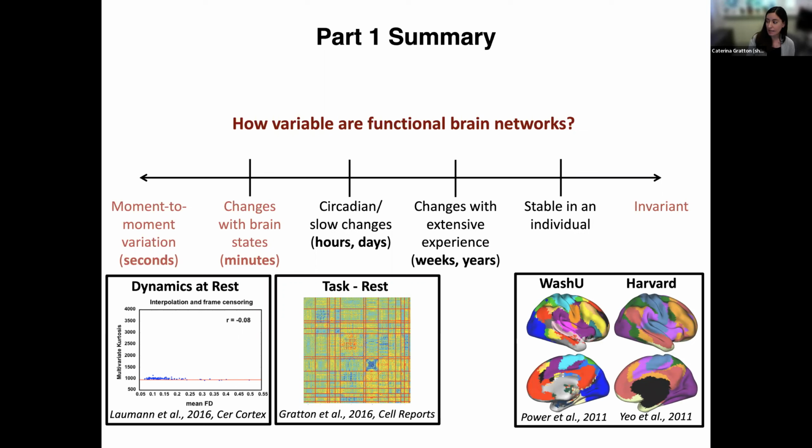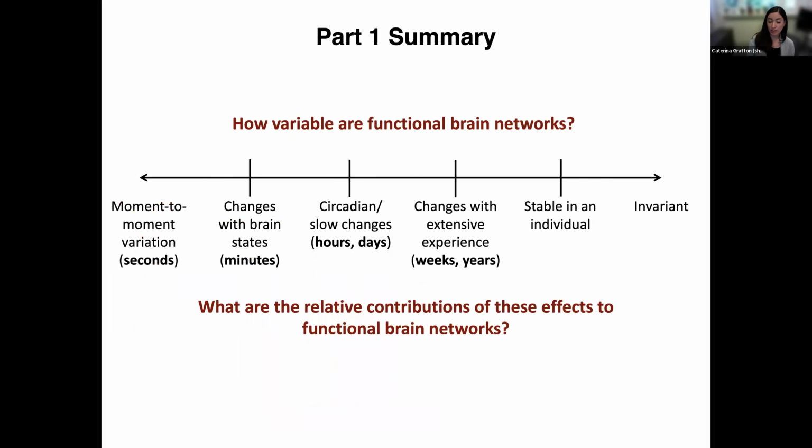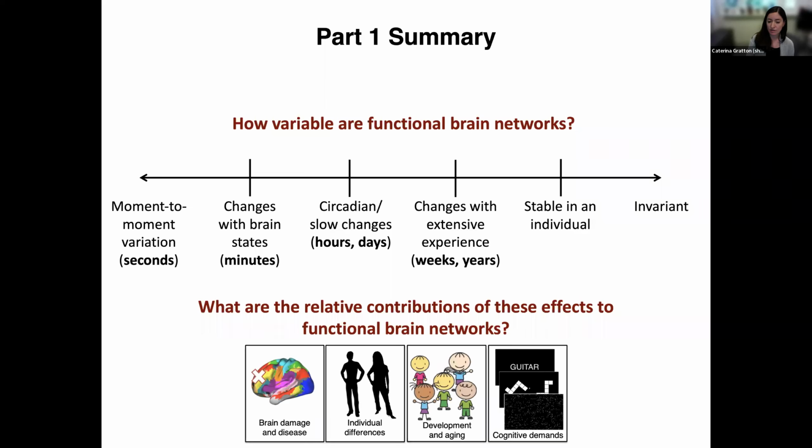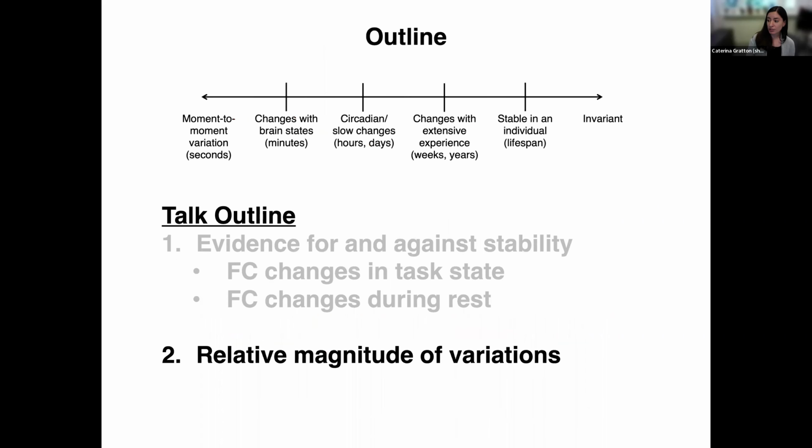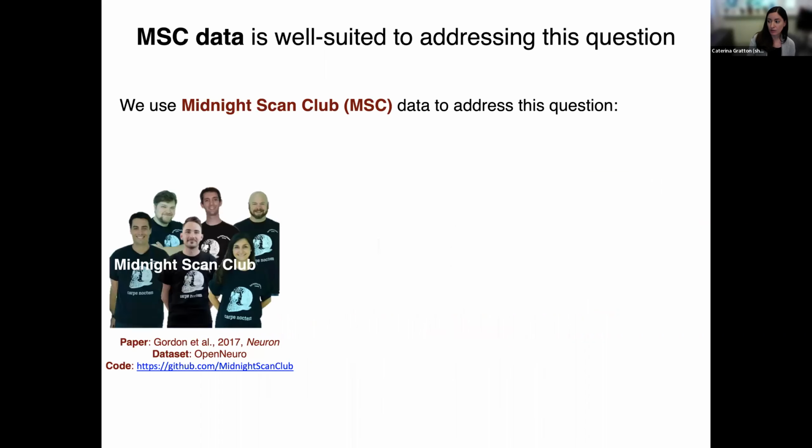And so you might be asking yourself, how do these different effects contribute to functional brain networks? How do they contrast with one another in their relative magnitude and their distribution? And of course, this will then feed back into our original question of how we might use these functional brain network measurements effectively to answer different types of questions. And so this is what I'm going to turn to in the second half of my talk, where I'm going to introduce the use of the Midnight Scan Club dataset to address this question.